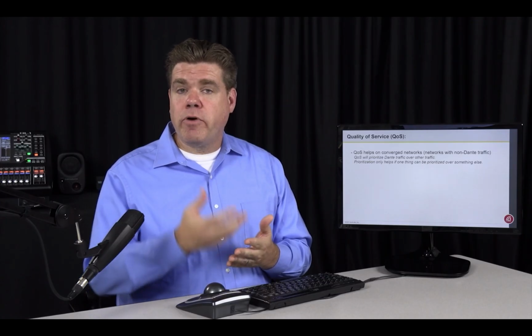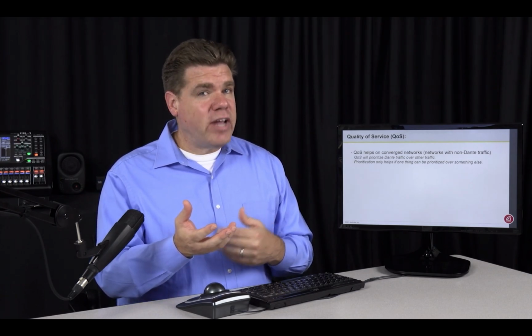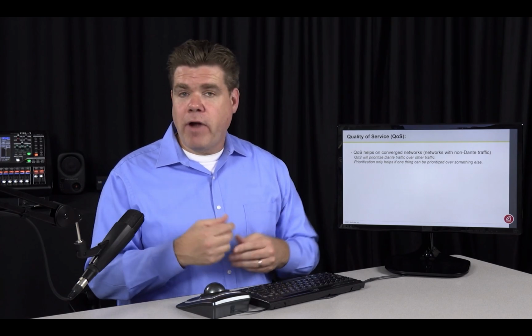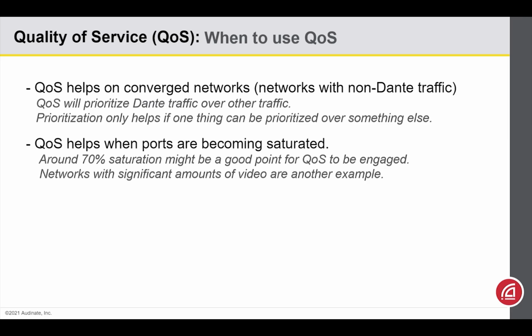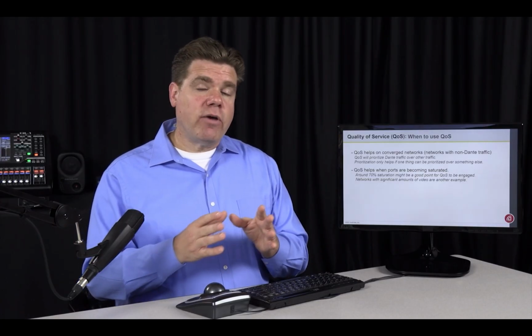Quality of service works by prioritizing some traffic, which inherently means you are deprioritizing something else. So perhaps you say, I want to prioritize my Dante traffic, but my email and my web browsing, that can take a back seat. Another good time to consider quality of service is when traffic ports approach saturation, say 70% or something like that. Even if your network only has Dante on it, as your network approaches saturation, you can still get benefits by elevating your clocking packets over your media packets.